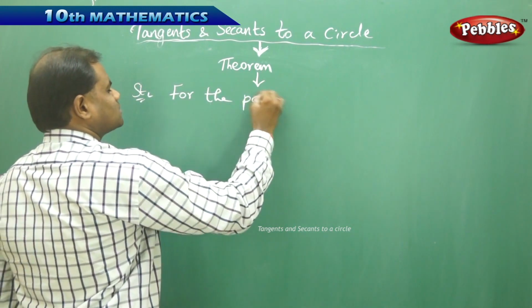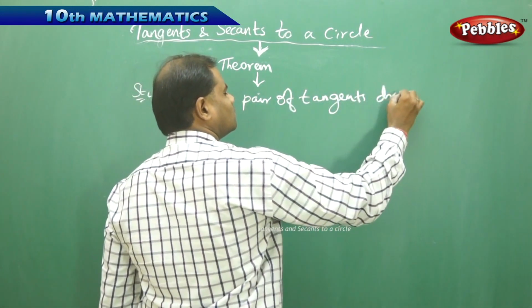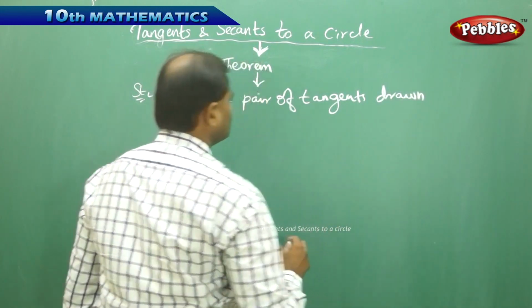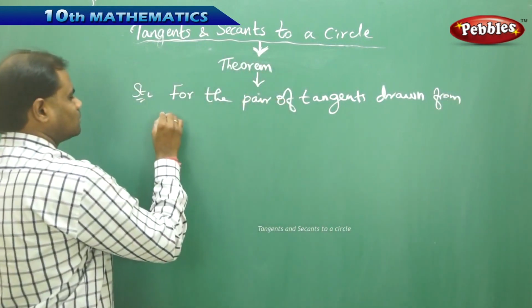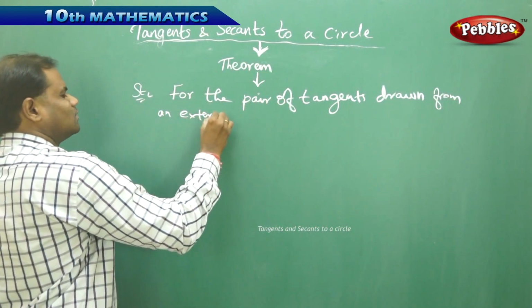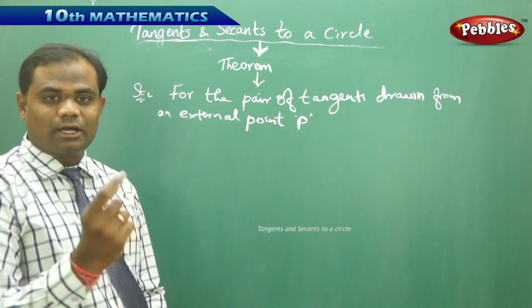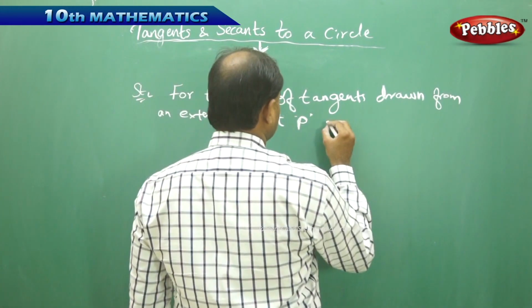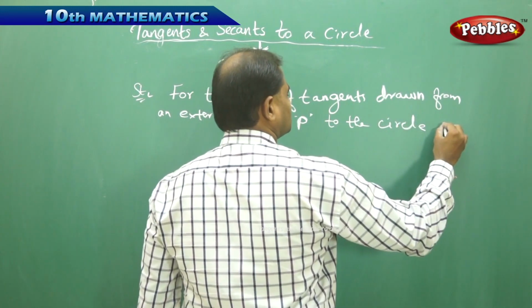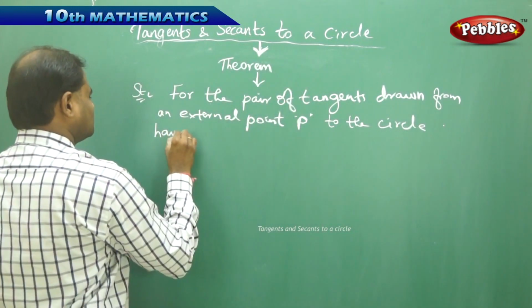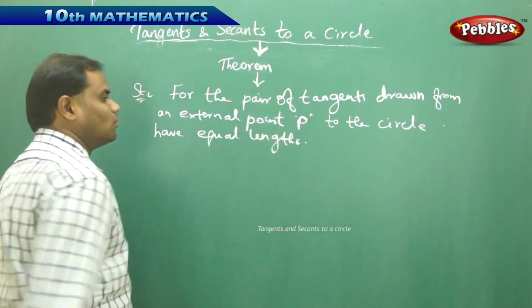The theorem exclusively says that the pair of tangents drawn from an external point P, external in the sense outside the circle, to the circle, have equal lengths, is what the statement says.